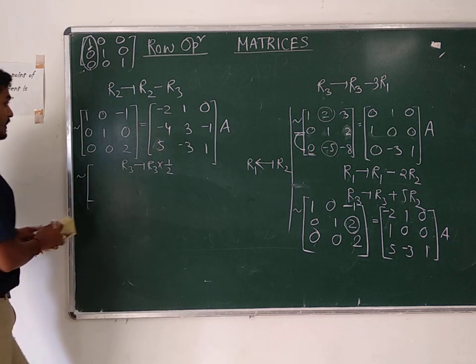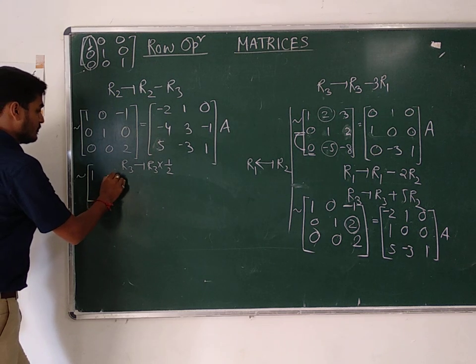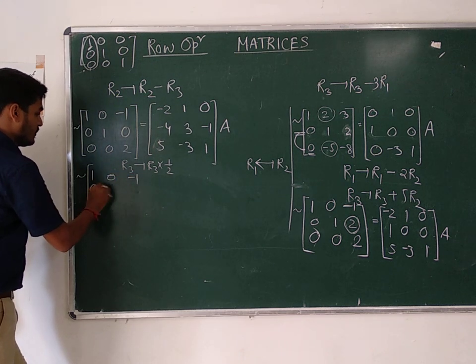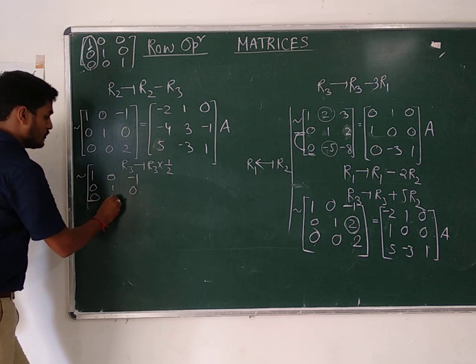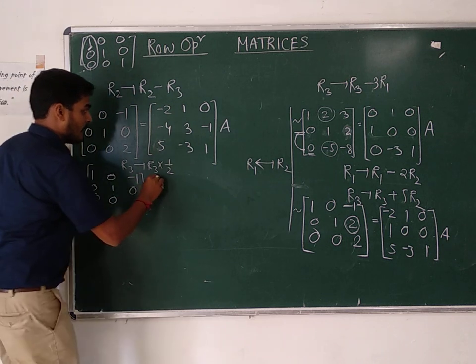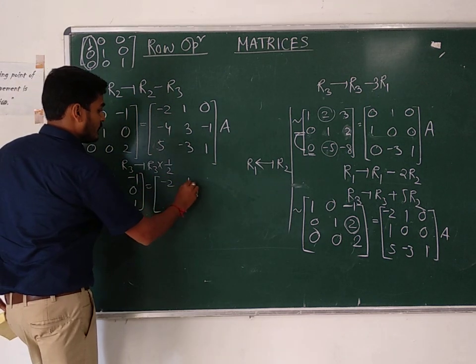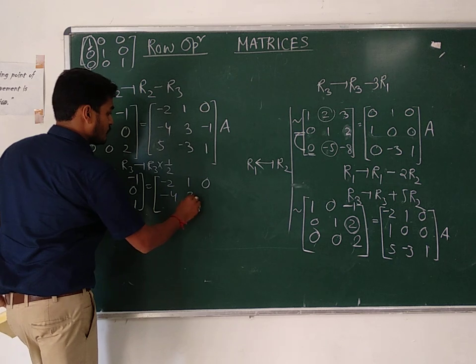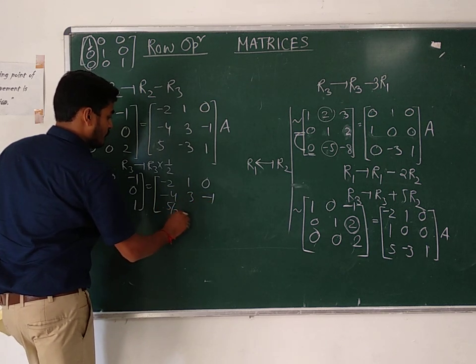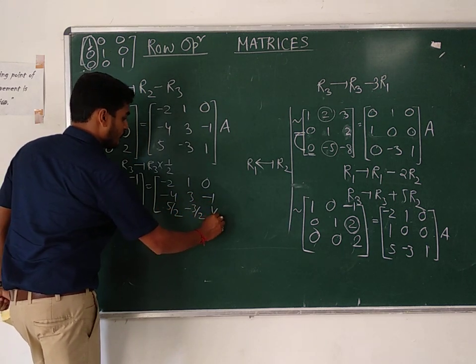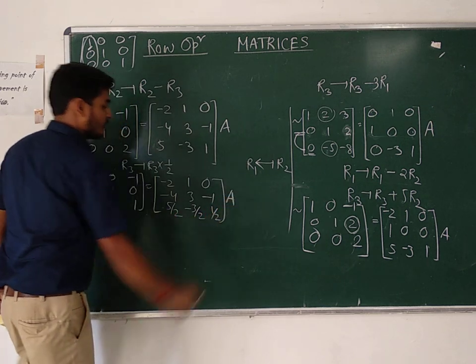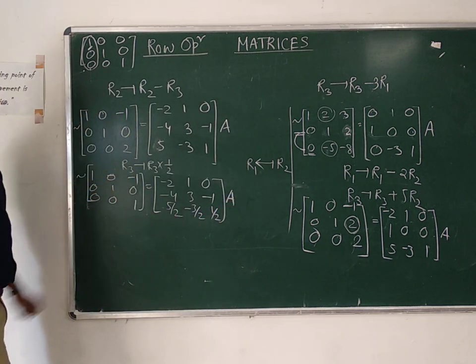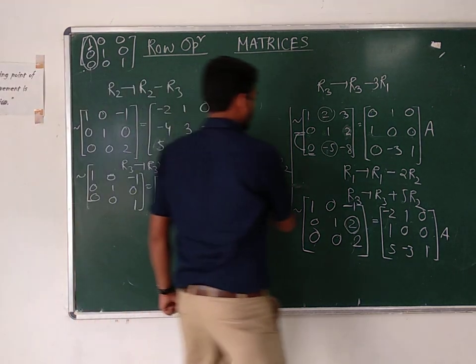So then half multiplied by 1, 0, minus 1, 0, 1, 0, 0, 0, then equal to 1, then half multiplied by 2, minus 1, 0, minus 4, 3, minus 1, 5 by 2, minus 3 by 2, half. Row number 3 half multiplied.